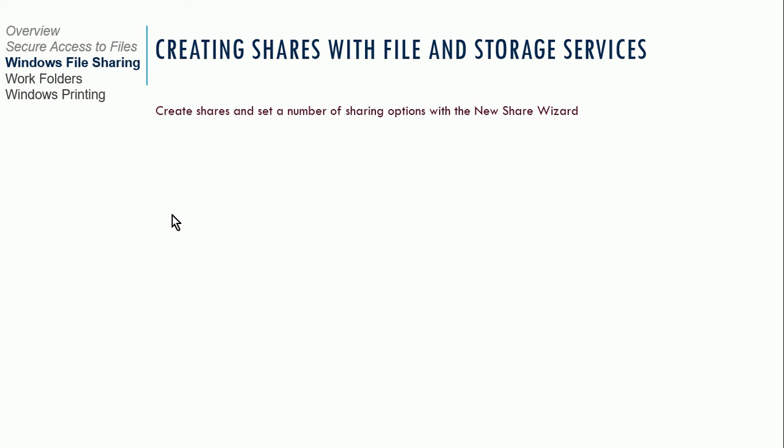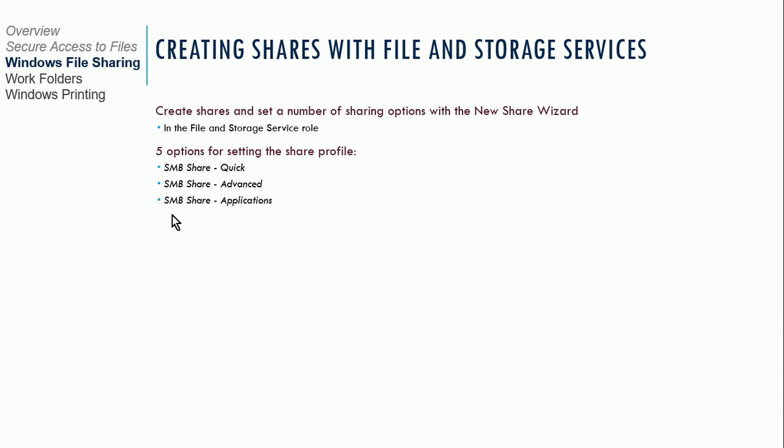So, creating shares with file and storage services. To create a share and set the sharing options, use the new share wizard. In the file and storage server role, there are 5 options for setting the share profile. When you're sharing, you can use SMB Share Quick, Advanced, or Applications, or you could use NFS Share Quick or Advanced. So these are the options you have. Again, you can use SMB or NFS.